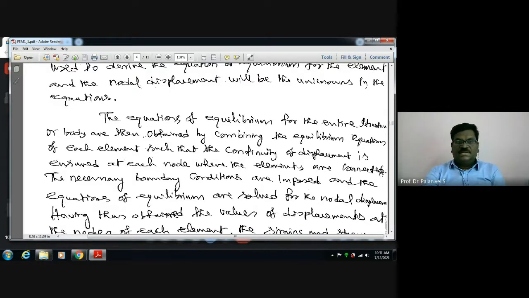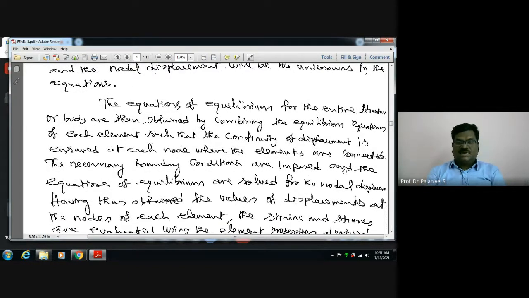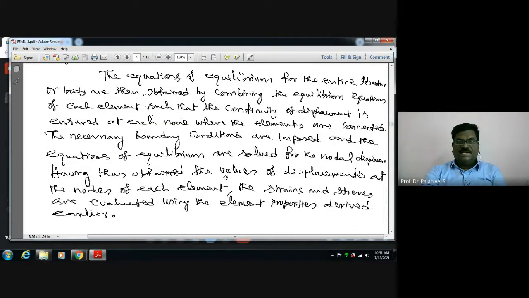The necessary boundary conditions are imposed, as I told you just now. And the equilibrium equations are solved for the nodal displacements. The global nodal displacements, all the nodal displacements, finally we are going to solve for. Having thus obtained the values of displacement at the nodes of each element, the strains and stresses are evaluated using the element properties derived earlier.